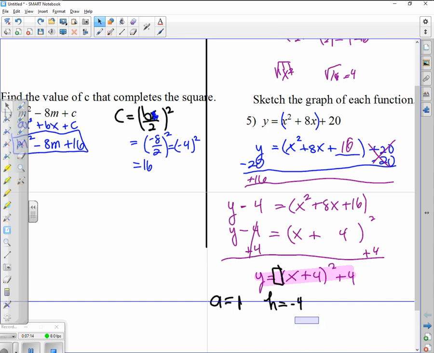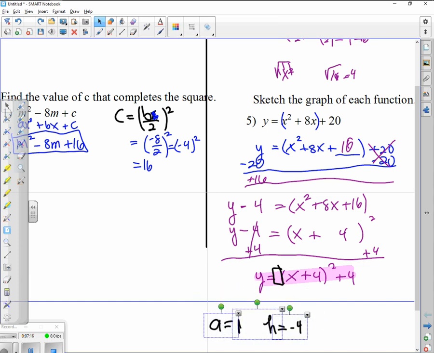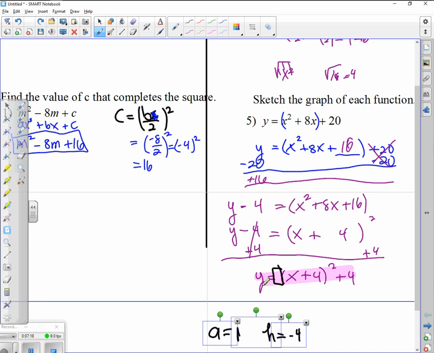If you're not understanding how I'm getting those values, here's what I'm doing. I'm comparing what I have to y is equal to a(x minus h) quantity squared, and this will be plus k. So the a value is 1, the h value is the opposite of this, which is -4, and the k value will be 4. And now I can graph it.